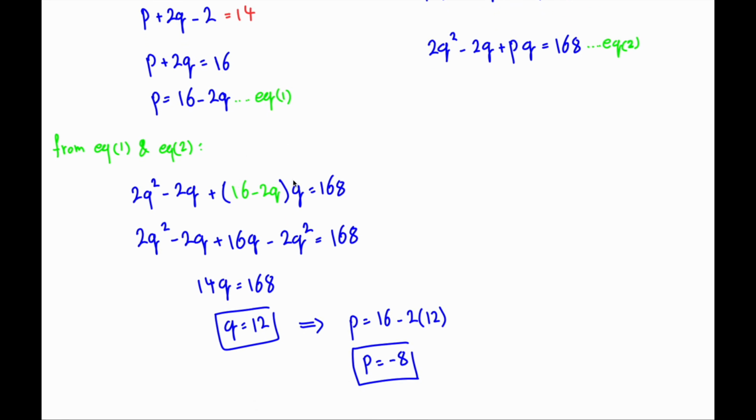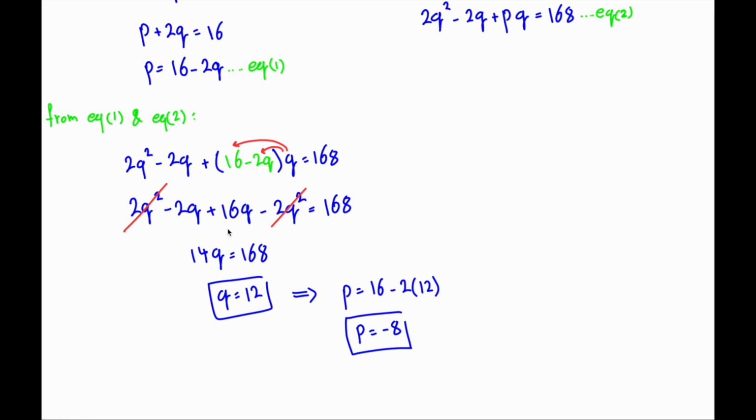Then you expand this bracket, you get 2q squared minus 2q plus 16q minus 2q squared, which is 168. So 2q squared with negative 2q squared is gone, and positive 16q with negative 2q is 14q, which is equal to 168. Therefore q is 12. As soon as you find q, you can go back to equation 1 and substitute q with 12. Therefore it leads to p, which is negative 8.